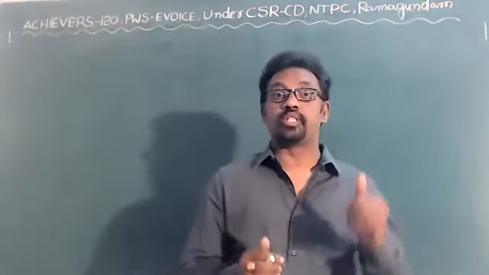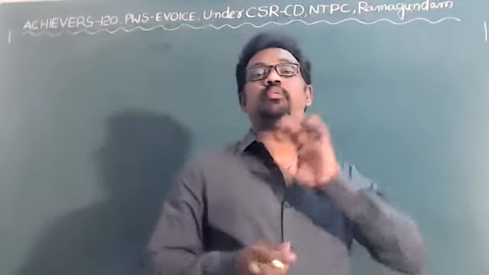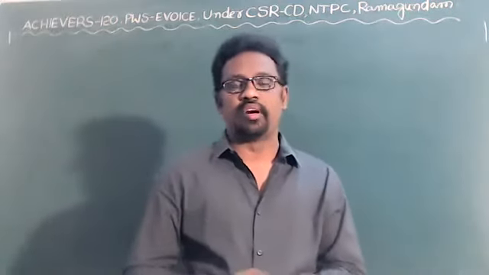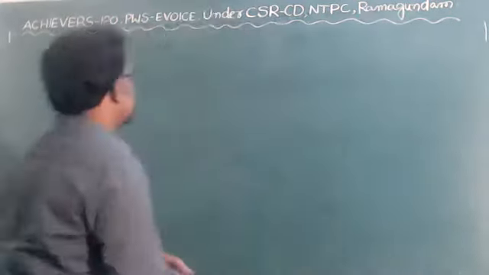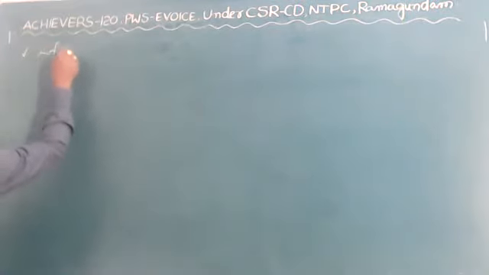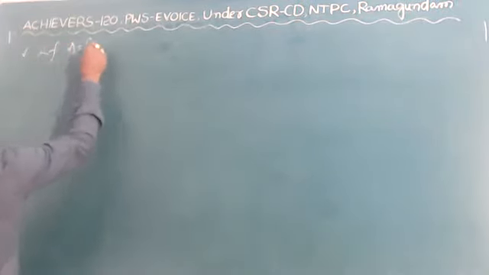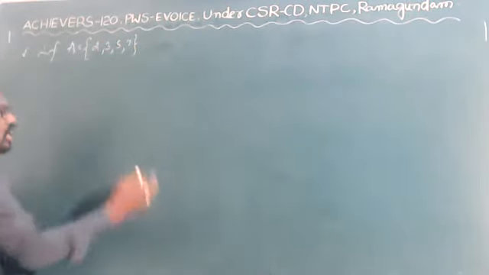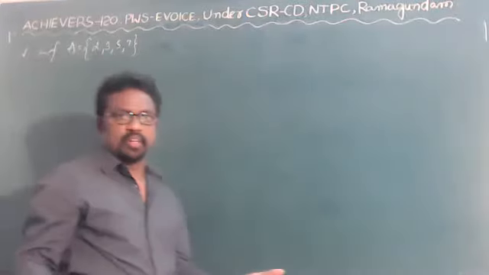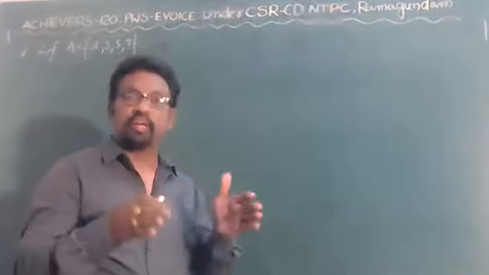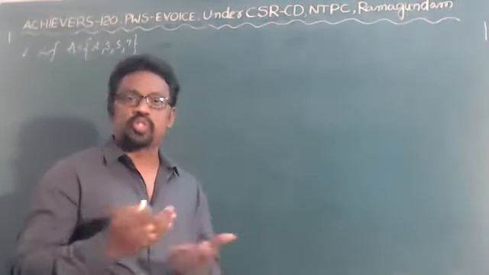And the question includes roster form and set builder form. Now I will go directly with roster form. Roster form means, let us see, if A is equal to {2, 3, 5, 7}, this is called roster form. That's it. 2, 3, 5, 7, or any elements or objects, if you write them directly, it is called roster form.